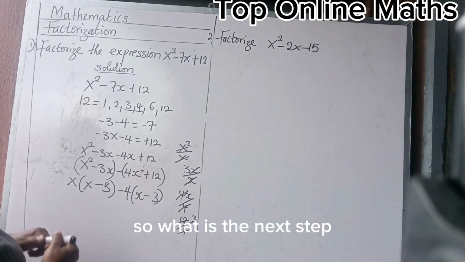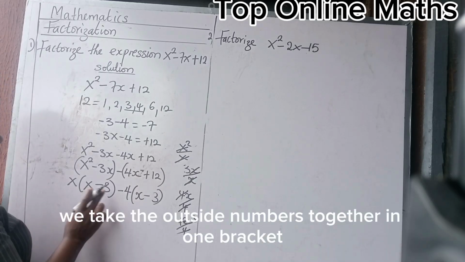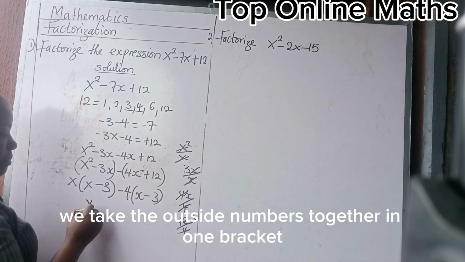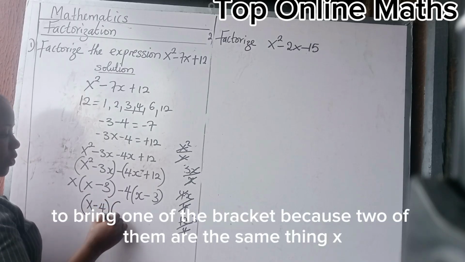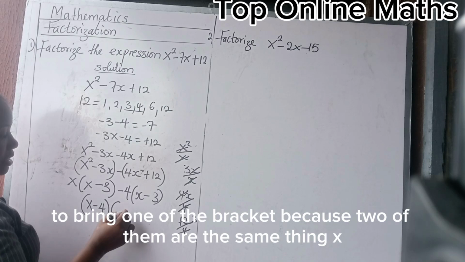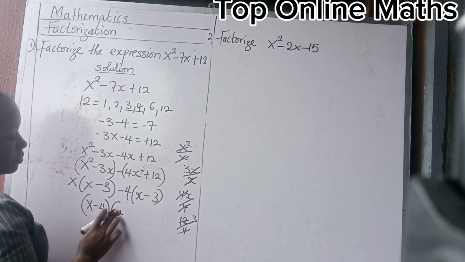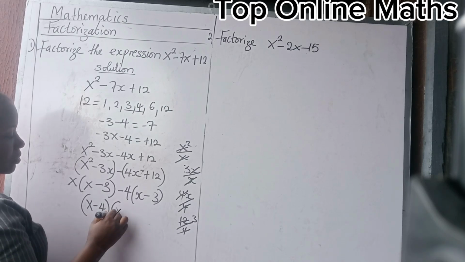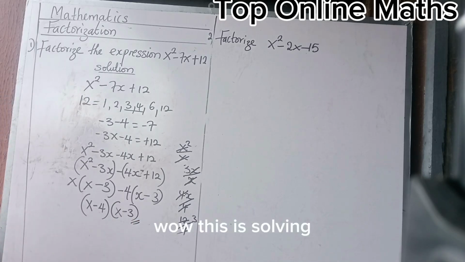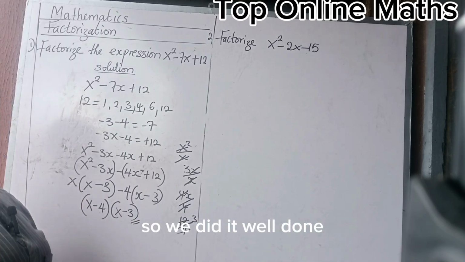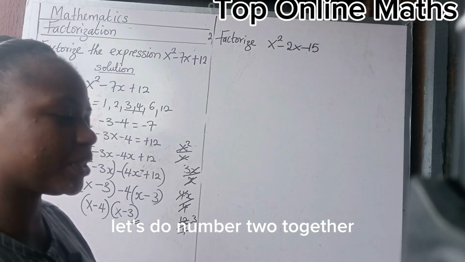Okay, so what is the next step? We will take the answer numbers together in one bracket. Did you see that? Then we now have what? To bring one of the brackets, because two of them are the same thing. x minus 3. Wow, this is our solution. So we did it. Well done. Let's do number 2 together.